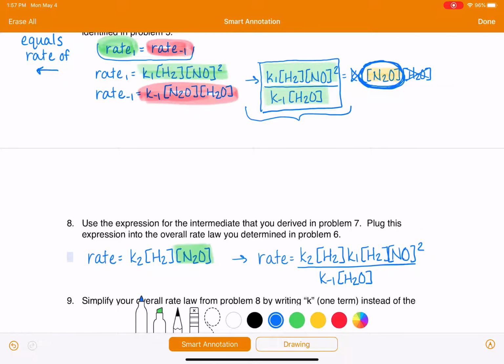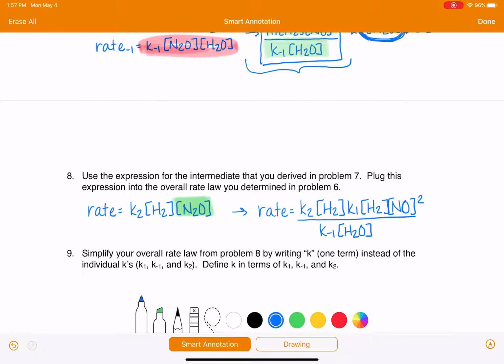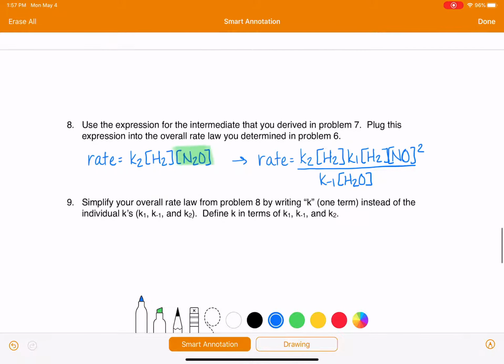And clearly we can clean that up. We can make it look a little bit better. Let's see, I'm going to put it down here. We'll clean it up down here. So we can go, let's put all the K's together. K2, K1, H2 squared, NO squared over K negative 1 H2O.